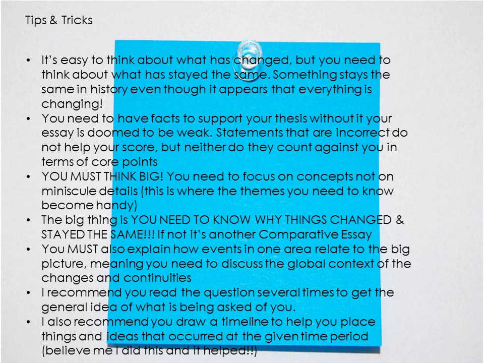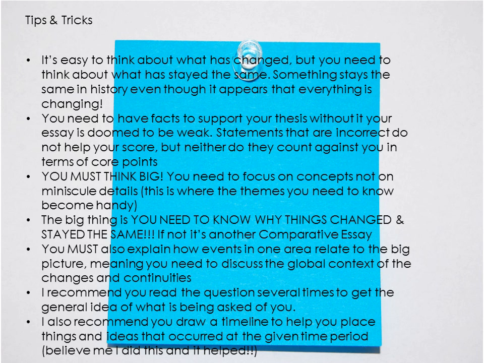And like I said, and will continue to say, you need to know why things changed and why things stayed the same. If not, it sounds like another comparative essay, and you're going to lose points. You must also explain how events in one area relate to the big picture, meaning you need to discuss the global context of the changes and continuities. So, how, in the grand scheme of things, does that simple change or thing that stayed the same affect everything else in the world.